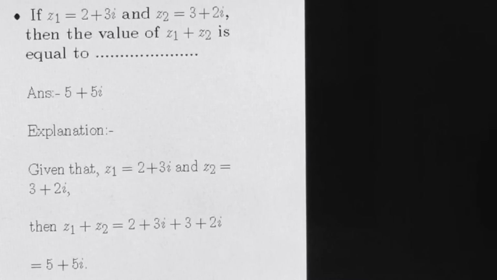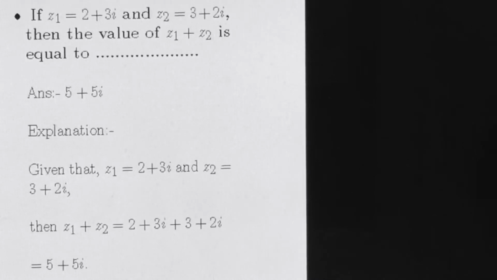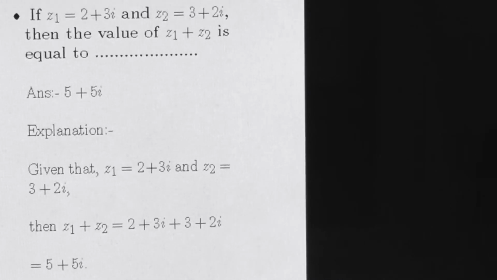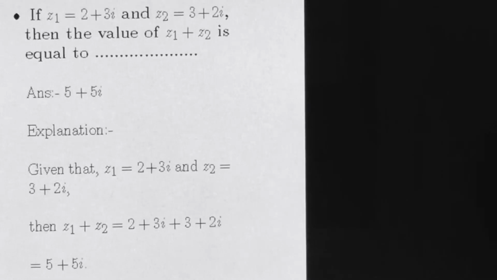Next question. If Z1 is equal to 2 plus 3i and Z2 is equal to 3 plus 2i, then the value of Z1 plus Z2 is dash. Answer is 5 plus 5i. Explanation. It is given that Z1 is equal to 2 plus 3i and Z2 is equal to 3 plus 2i. Then Z1 plus Z2 is equal to 2 plus 3i plus 3 plus 2i, which is nothing but 5 plus 5i.